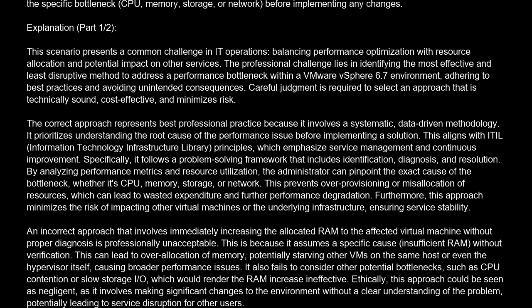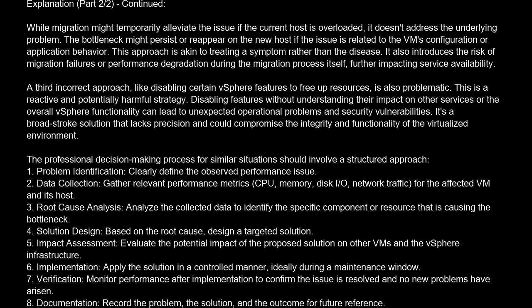Another incorrect approach, such as migrating the virtual machine to a different host without investigating the cause on the current host, is also professionally unsound. A migration might temporarily alleviate the issue if the current host is overloaded. It doesn't address the underlying problem. The bottleneck might persist or reappear on the new host if the issue is related to the VM's configuration or application behavior. This approach is akin to treating a symptom rather than the disease. It also introduces the risk of migration failures or performance degradation during the migration process itself, further impacting service availability.